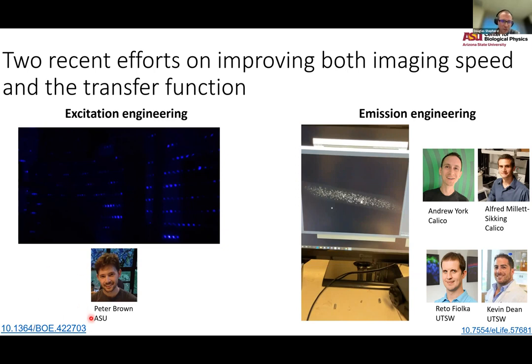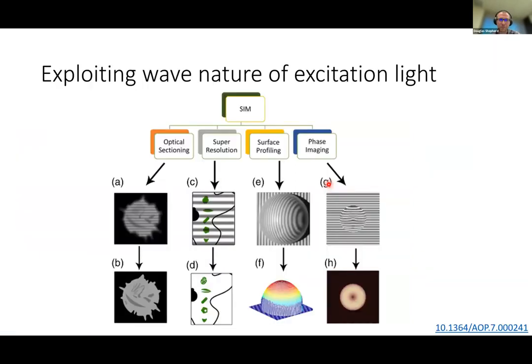The entire first vignette I'm going to tell you about was done by a postdoc in my lab, Peter Brown. And then the second part was work that was done in heavy collaboration with Andrew York at Calico Labs and Reto Fiocco at UT Southwestern. Okay, so how do we exploit the excitation light to improve the transfer function?